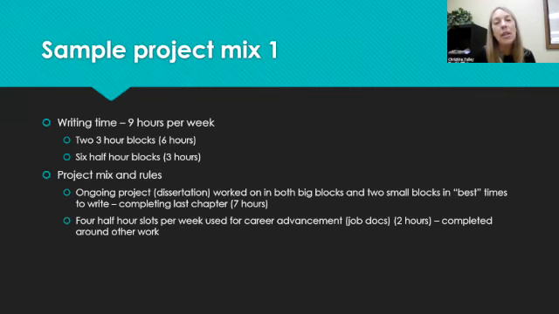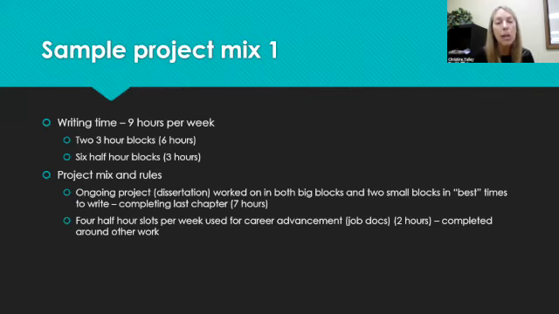So essentially, this client had 9 hours a week of writing time available. And how that writing time was broken up during the week was they had 2 3-hour blocks of time and then 6 half-hour blocks. So if that math went by too fast for you, they essentially had 2 segments totaling 6 hours of long stretches of time.